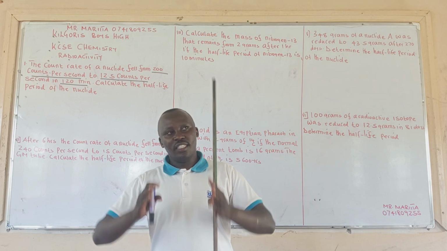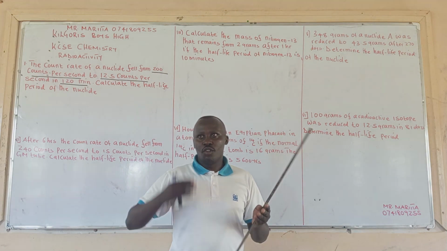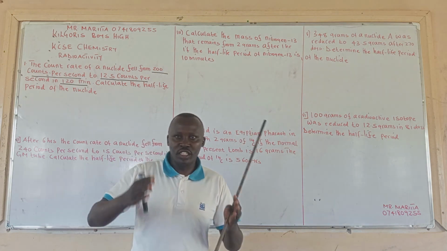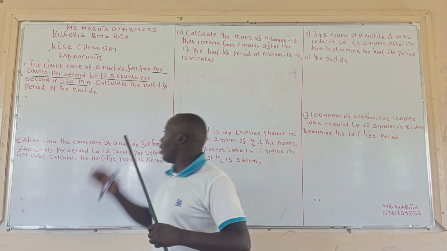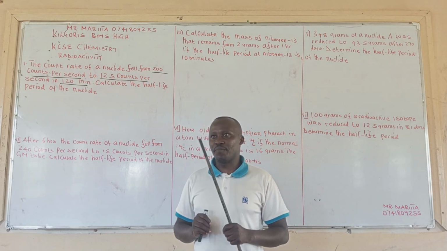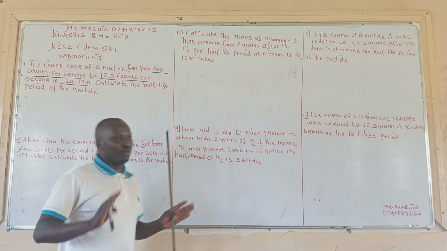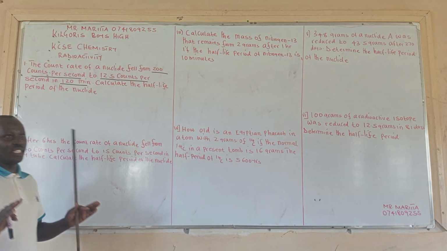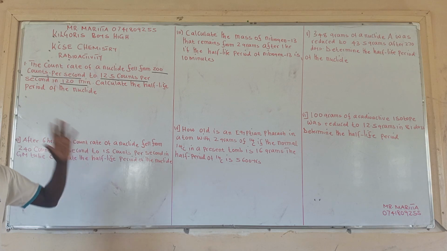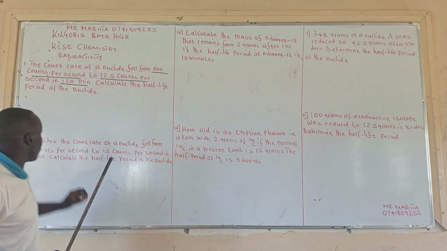Half-life is the time required for an element to drop to half of its original mass. So how do you calculate this half-life period from here? It is just very simple here. I want to use a very simple technique that will make everybody understand how you are supposed to calculate any questions on this half-life.